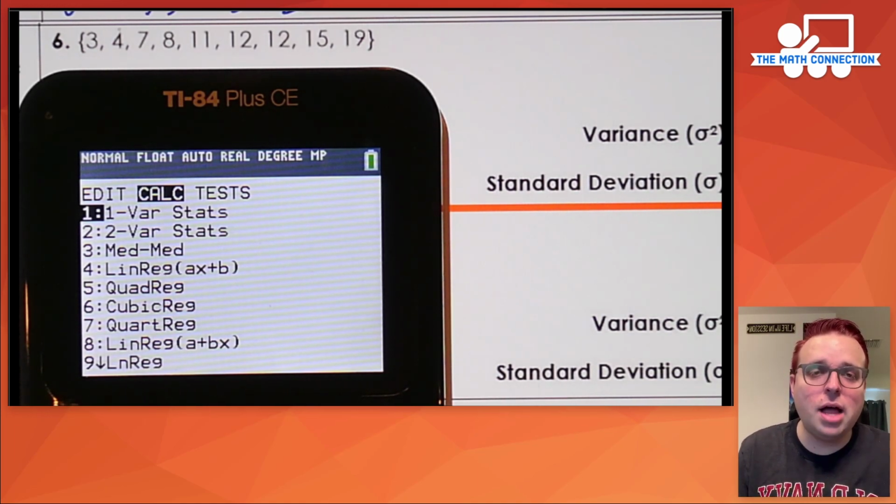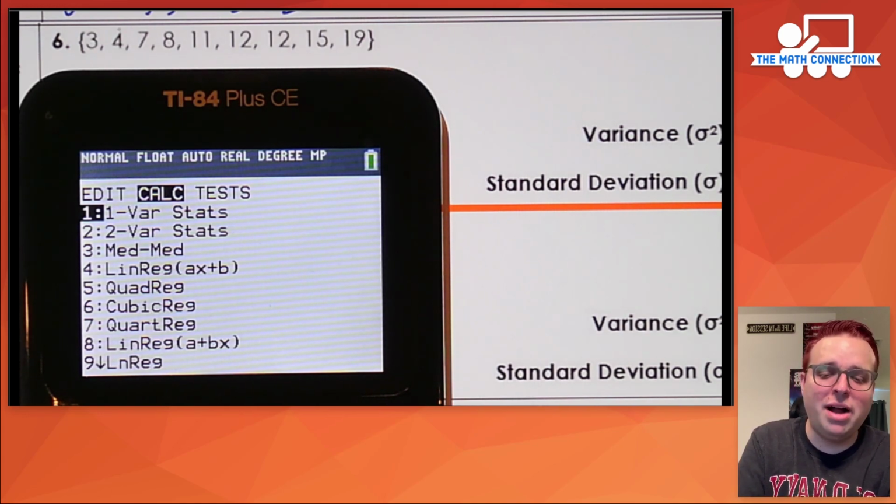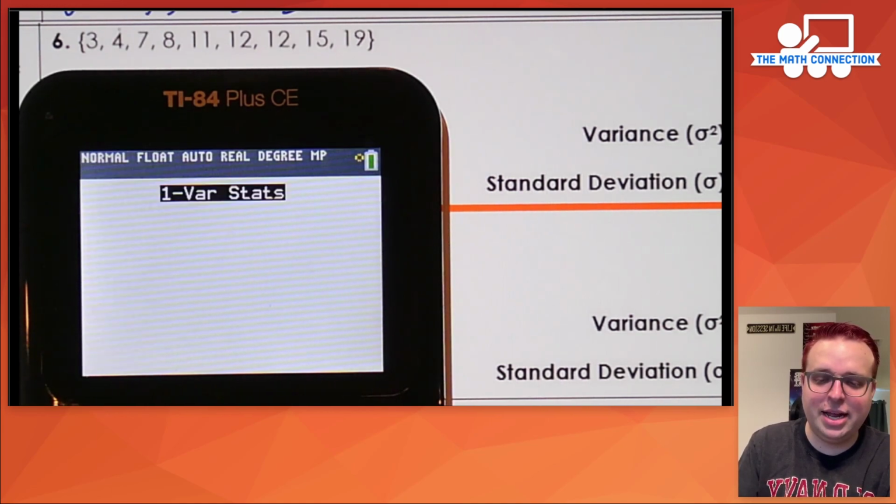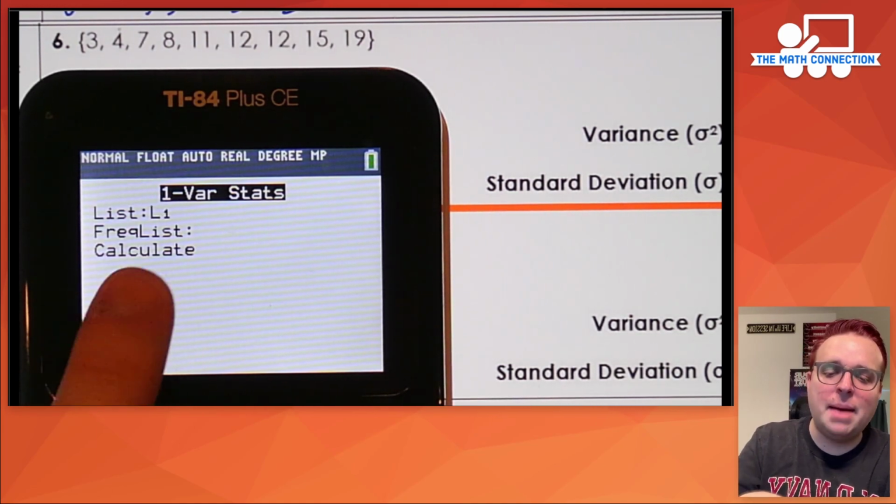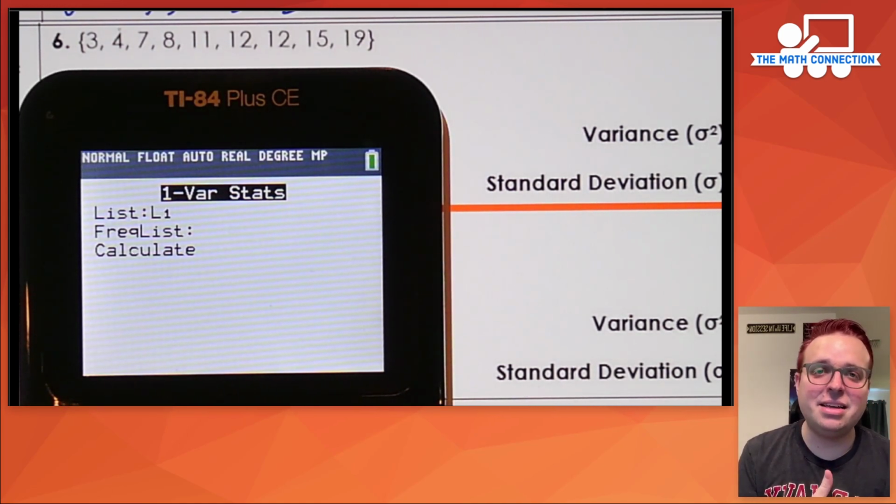I can do a whole lot of things with this set of data, but all I really care about right now is one variable statistics. So hit enter, and it's asking me what list I want to use in order to calculate this data. And I just entered all that into list 1. Let's say, for example, that I needed to change that and I put it all in list 2 or something.